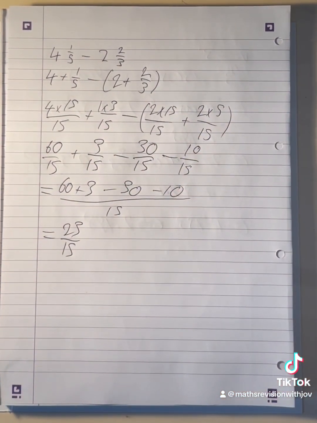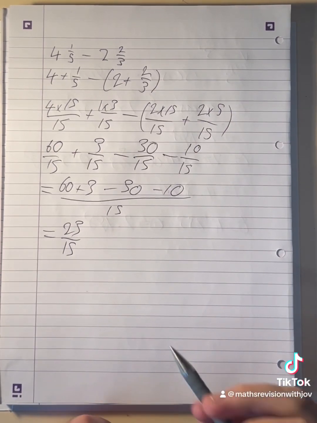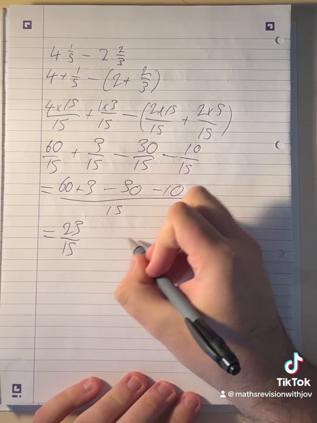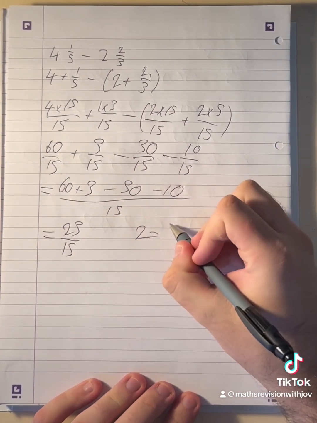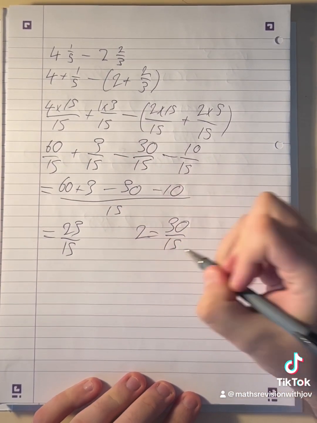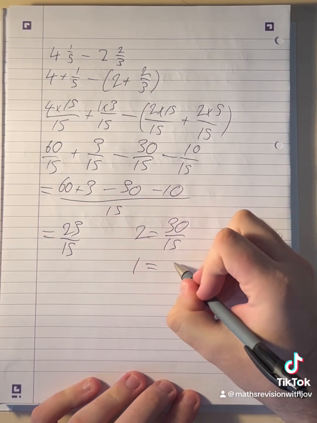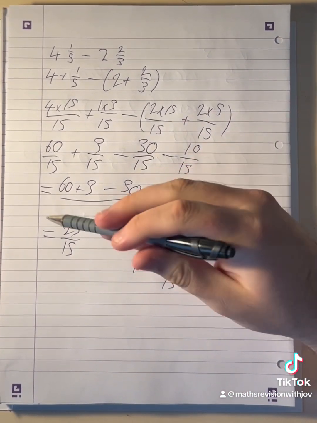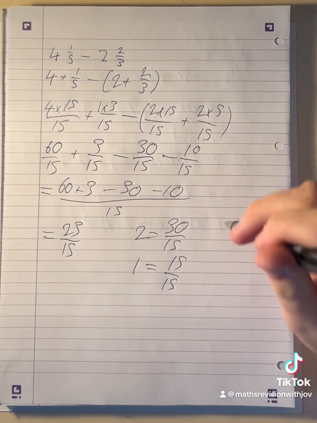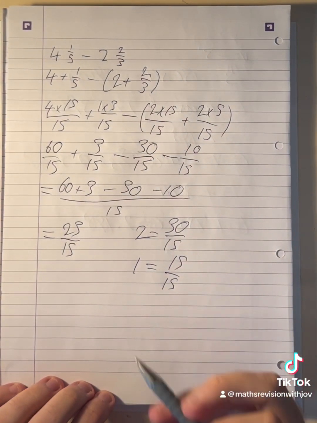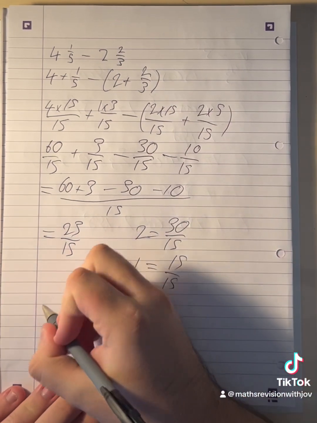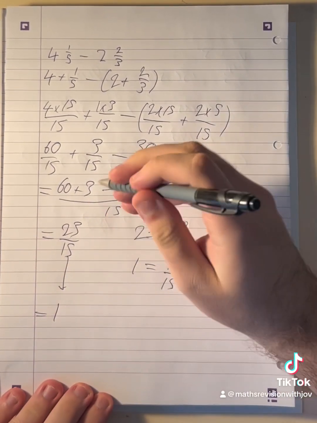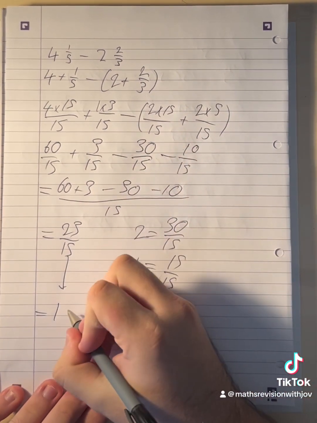But the question wants us to find it as a mixed number. This is not quite 2, because we know that 2 is equal to 30 15ths. However, 1 is just 15 over 15. So 23 is between 15 and 30, so we're going to have to use 1 and something, because 2 and something is too much. So this is equal to 1 and 23 is 8 more than 15, so 8 15ths.